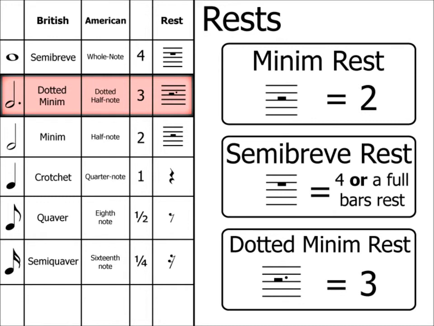The dotted minim rest looks like a minim rest but has a dot next to it. The dot works in exactly the same way as it does with a note. It adds half the value of the rest to itself. In other words, the black rectangle sitting on the line is a rest worth 2. The dot adds half of that value to itself, 1. So 2 plus 1 equals 3.